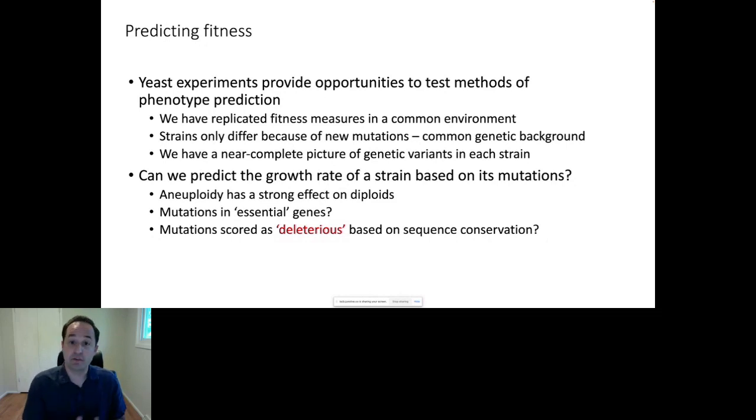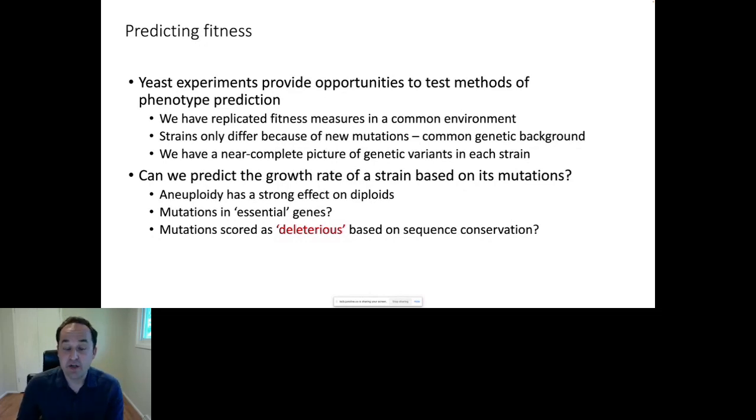We have replicated fitness measures in a common environment. We have a set of strains that only differ because of a handful of new mutations, so they're on a common genetic background. And our sequencing of these strains is pretty effective. We should have a near complete picture of all the genetic variants in each strain. And so given that we have essentially a clear picture of the genotype, can we predict phenotype? In particular, can we predict fitness?